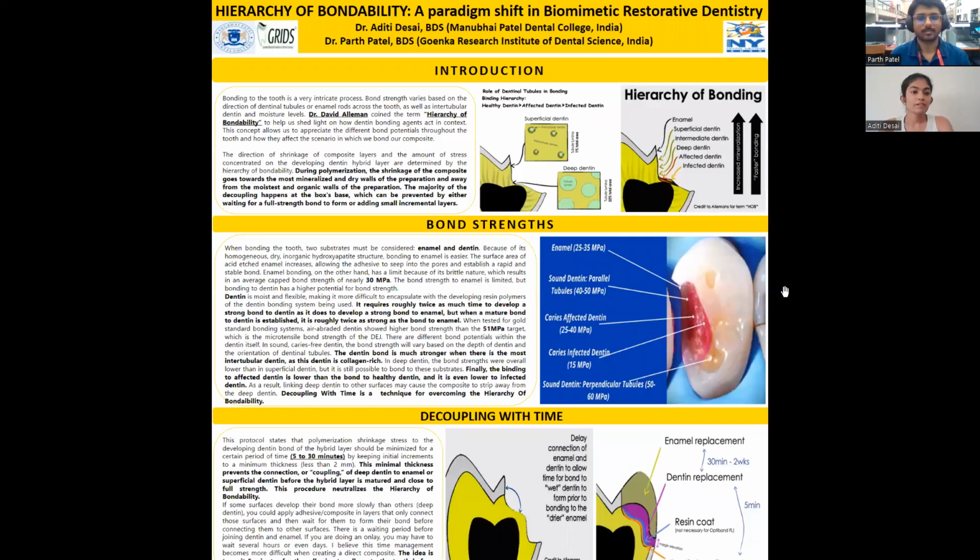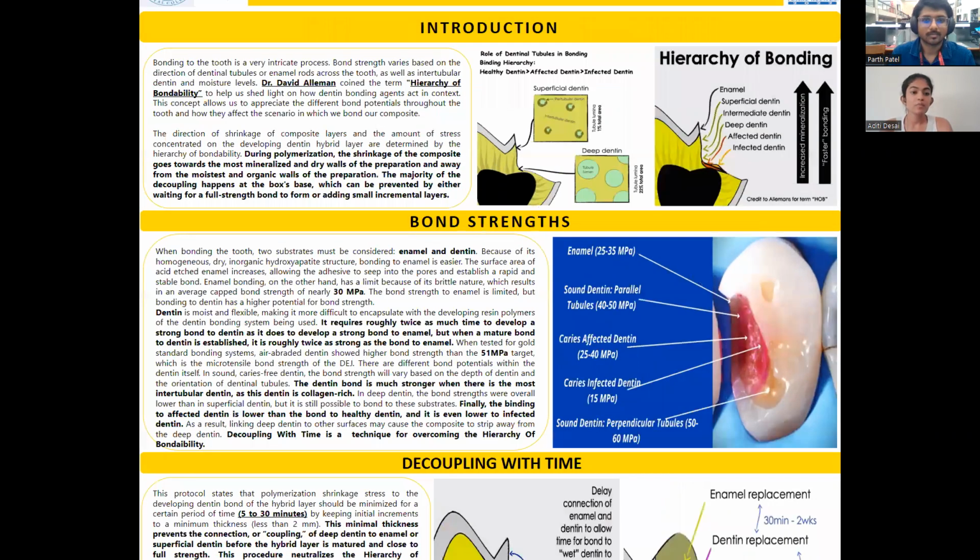Hello and welcome everyone. Today we are going to present a poster on hierarchy of bondability, which is a term coined by Dr. David Alleman. According to it, there are different bond potentials throughout the tooth, and this dictates the direction of shrinkage of composite as well as how we bond our composite to the tooth.